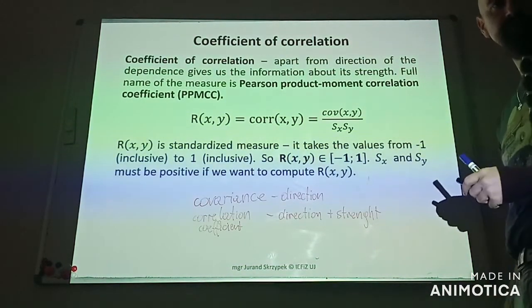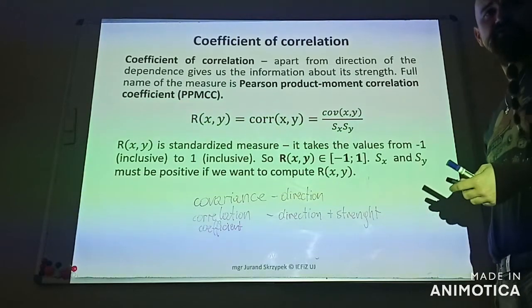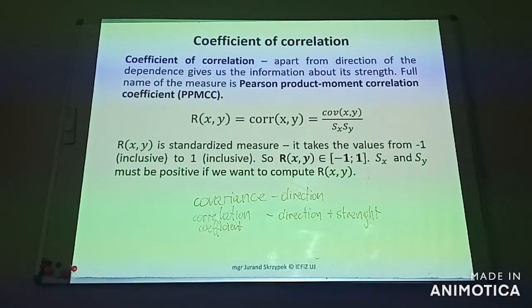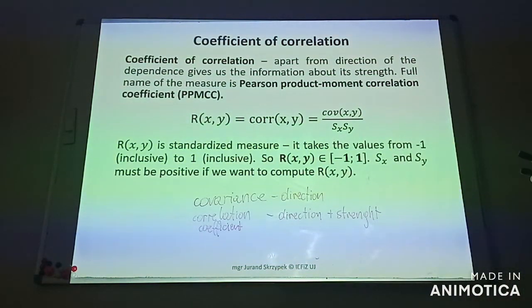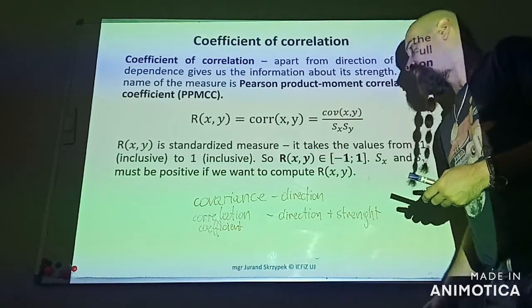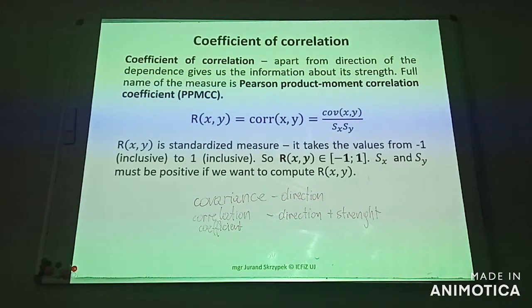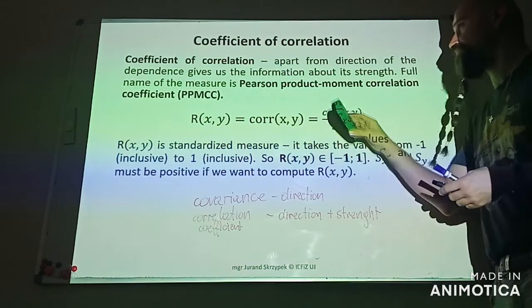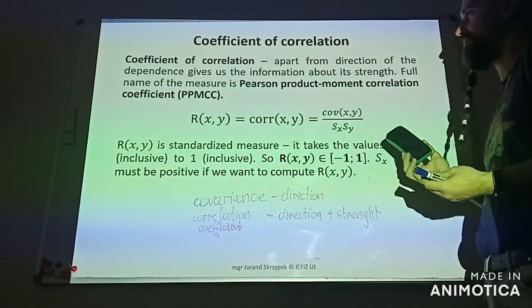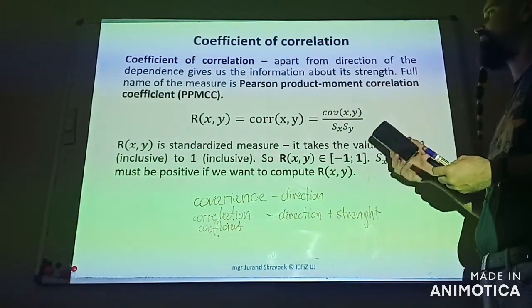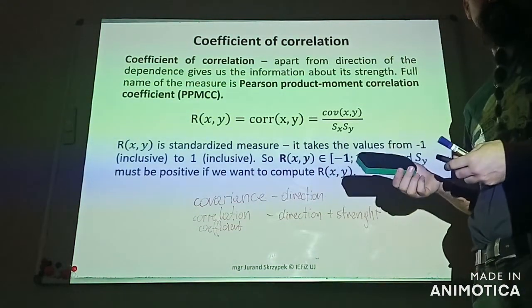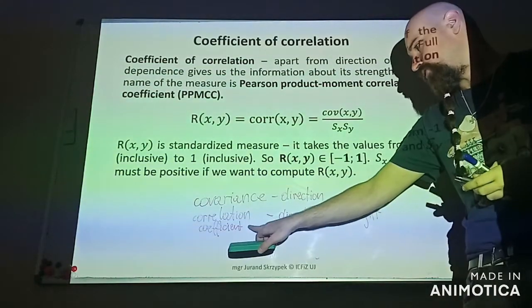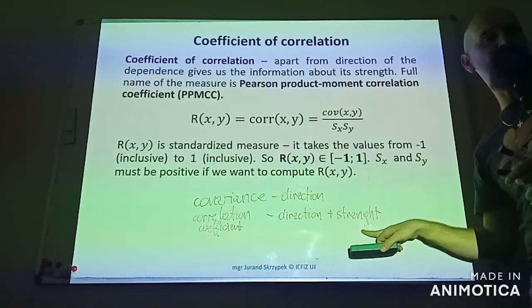The next measure is one of the most important measures in statistics, the coefficient of correlation. The full name of this measure is the Pearson product moment correlation coefficient. It is a standardized measure, and apart from the direction of the interdependence, gives us information about its strength. Remember that covariance indicates only the direction of the interdependence. The correlation coefficient gives us also information about its strength.